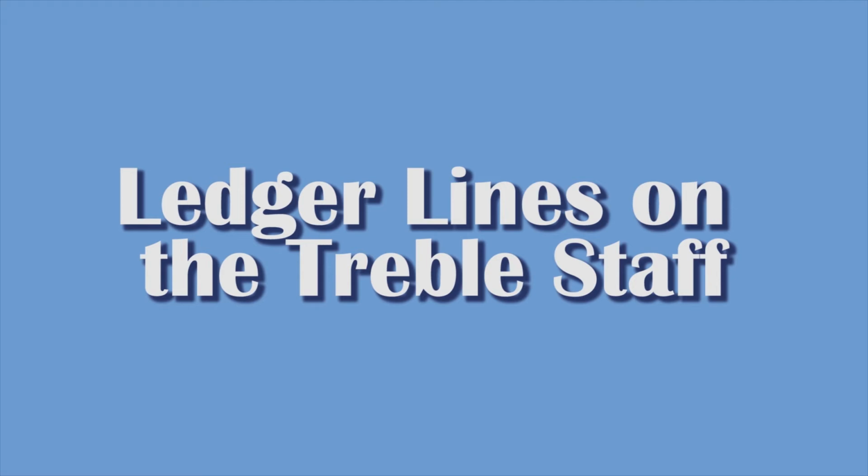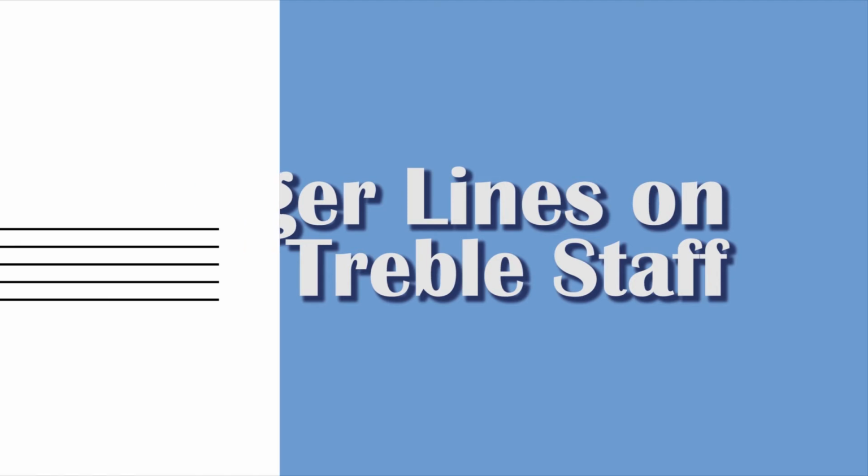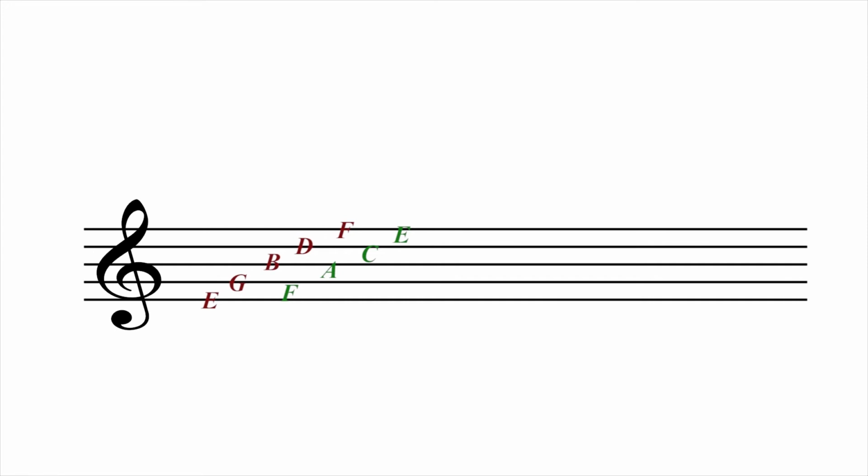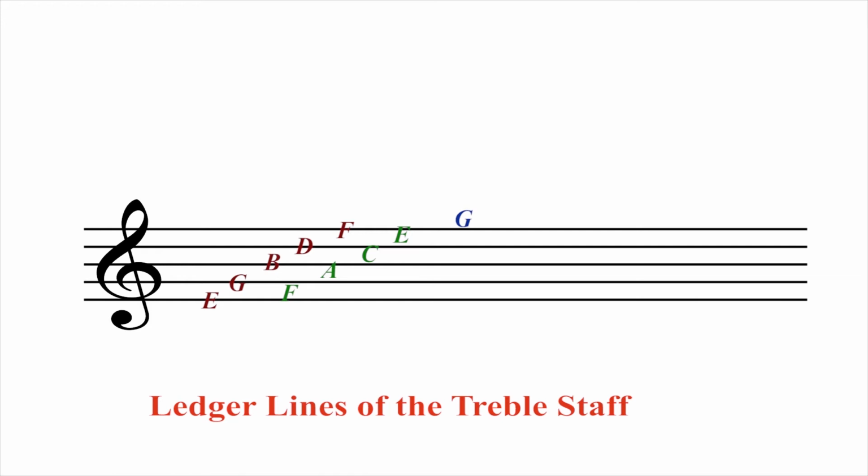Recall that the lines and spaces of the treble staff have permanent names. The lines are E, G, B, D, F, while the spaces are F, A, C, E. Let's now consider the ledger lines above the treble staff and derive their names. The space above the 5th line of the treble staff is G, because that's the letter name that follows F.